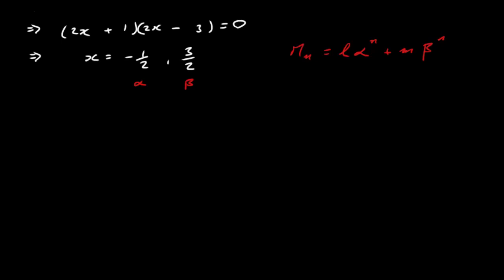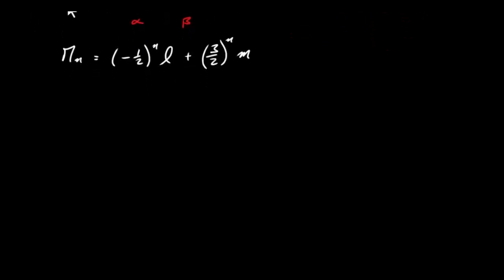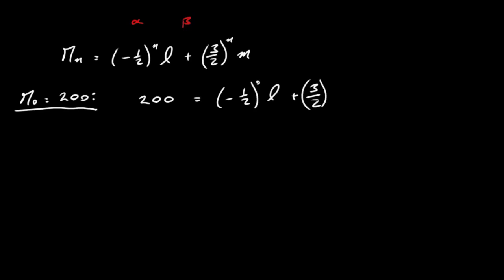So what we'll end up with is Mn is equal to minus a half to the power of n times L plus 3 over 2 to the power of n times m. Now we've got to work out what L and m are. So in order to do that, we're going to form simultaneous equations using the information we're given. We're given that M0 is equal to 200. So if M0 is equal to 200, we're going to put 200 in here. That'll give us minus a half to the power of 0 L plus 3 over 2 to the power of 0 times m. That'll simply leave us with 200 is equal to L plus m.